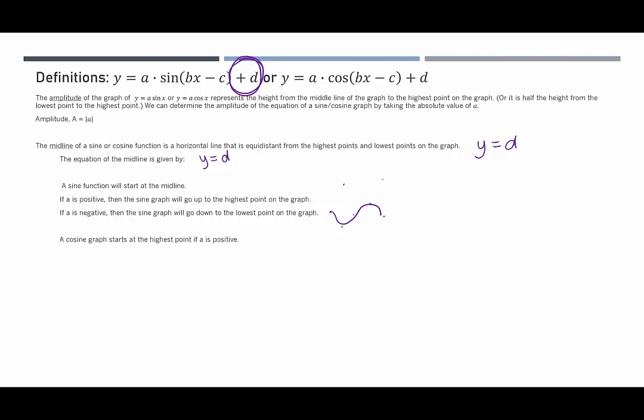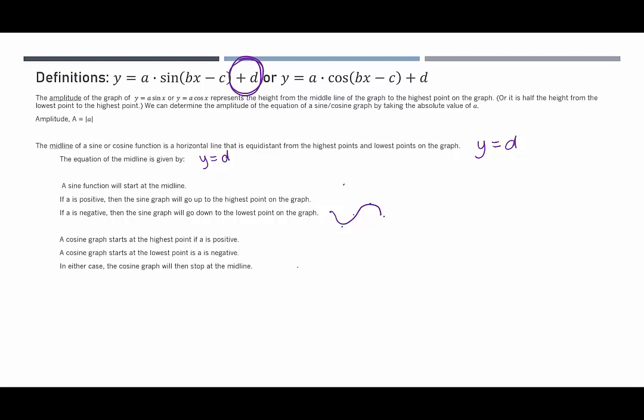A cosine graph starts at the highest point if A is positive. So we saw that we started at 0, 1, which was the largest y coordinate we saw for any point on the cosine graph. A cosine graph starts at the lowest point if A is negative. But before you put that first point, you want to draw that midline. In either case, the cosine will then stop at the midline.